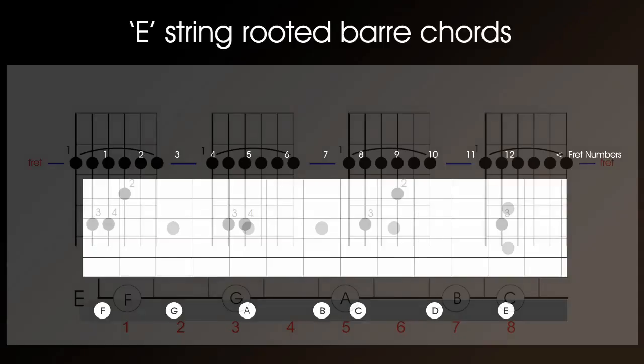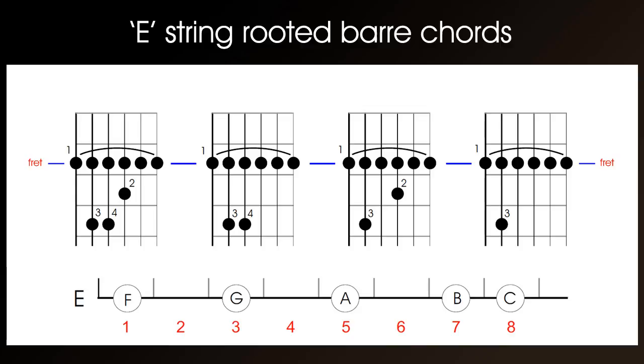Whilst we use the major shape for these examples, remember the other 3 chord shapes can be used in the same way. So for example, if you were to play any or all of the chord shapes in the 3rd fret, they'd be called G, G major, G minor, G 7th and G minor 7th respectively. If you were to play the same chord shapes in the 5th fret, they would be called A major, A minor, A 7th and A minor 7th.